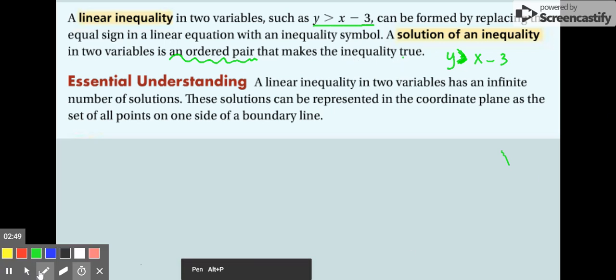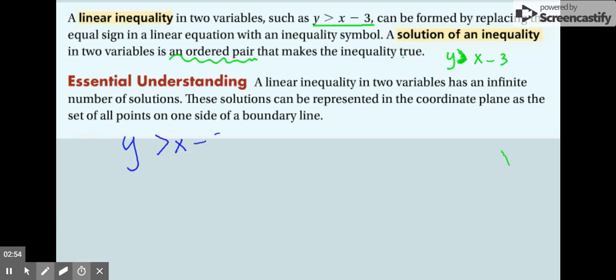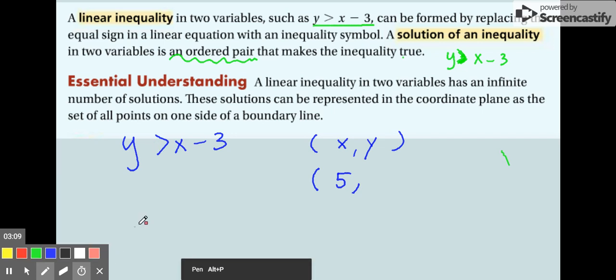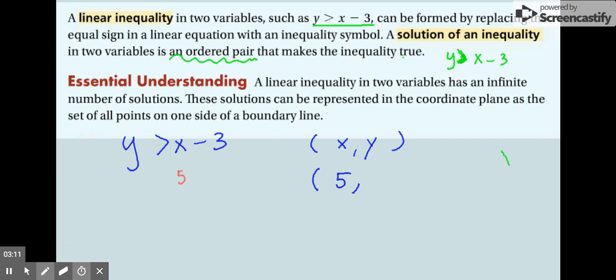So for example, I'm going to use the same example, y is greater than x minus 3. Any ordered pair which makes this inequality true is going to be the answer. So what if I put 5 for x? I'm going to plug 5 into x, so it's going to be 5 minus 3, and y is greater than 2, because 5 minus 3 is 2. Any y greater than 2 is going to be a solution.